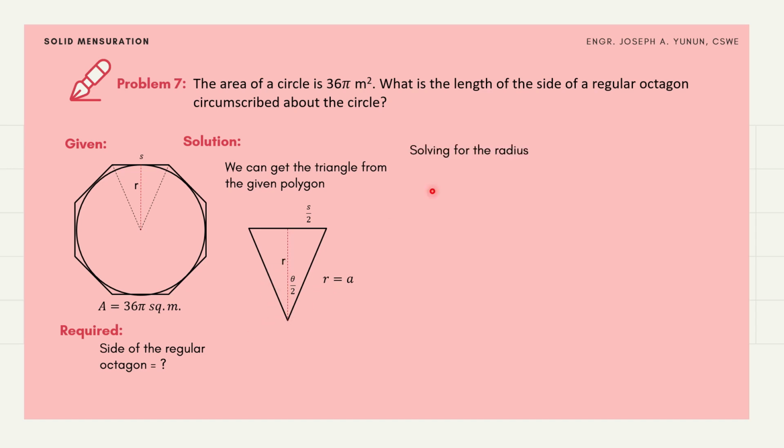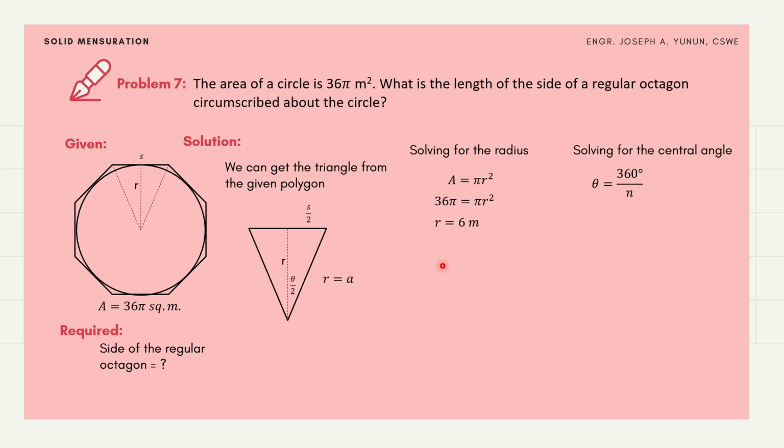Solving for the radius using the area, which is 36 pi, substitute that value here. We get 36 pi is equivalent to pi r squared. So the radius is 6 meters, and that is also equivalent to the apothem. Now, solving for the central angle, you have 360 degrees all over n.